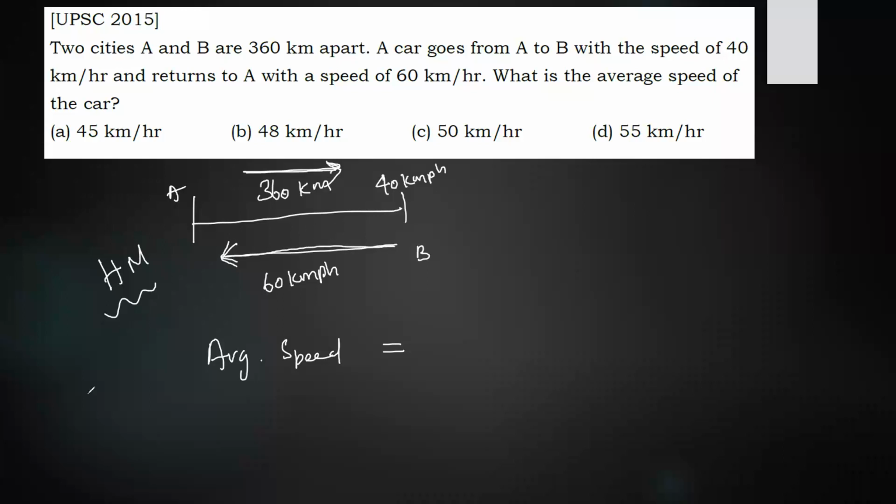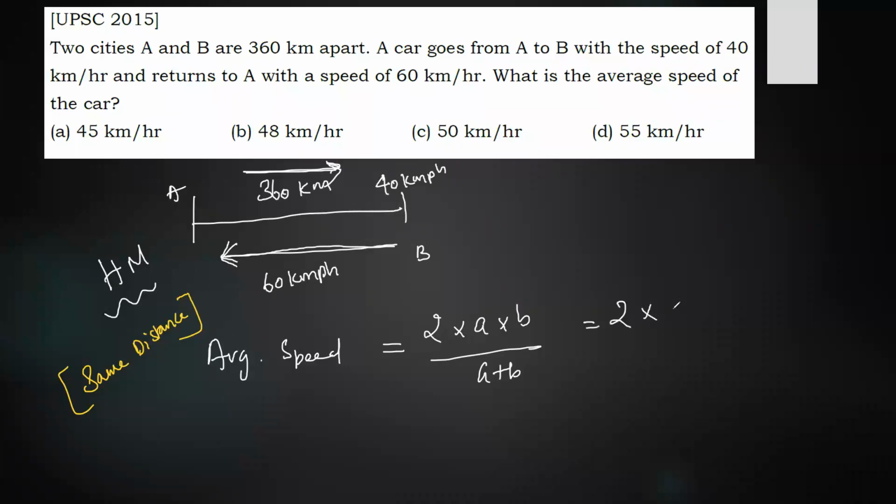What will you apply here? Good. Harmonic mean, right? You're finding harmonic mean since the distance from A to B initially, then from B to A, are the same distance. Same distance, we are applying harmonic mean.